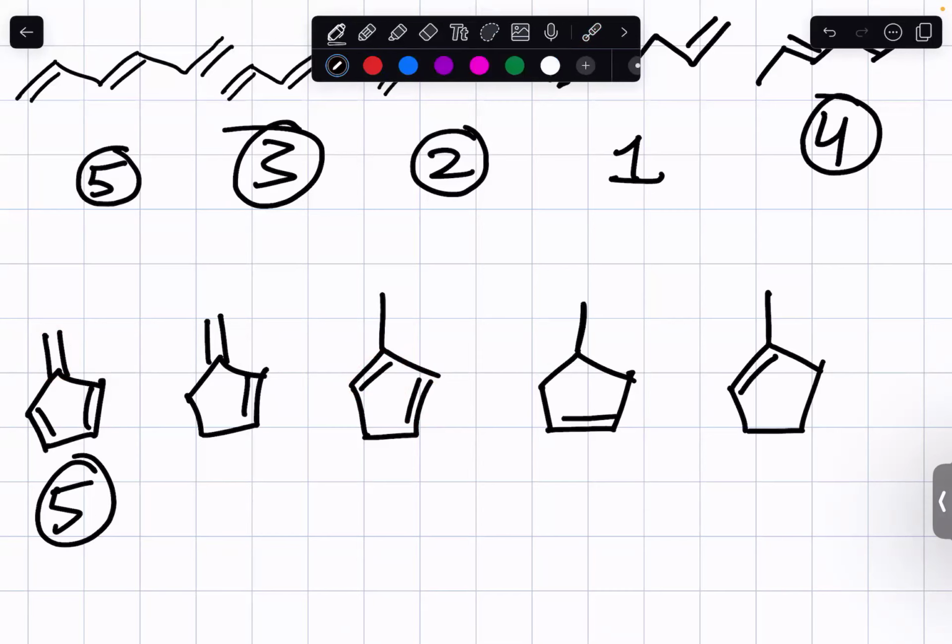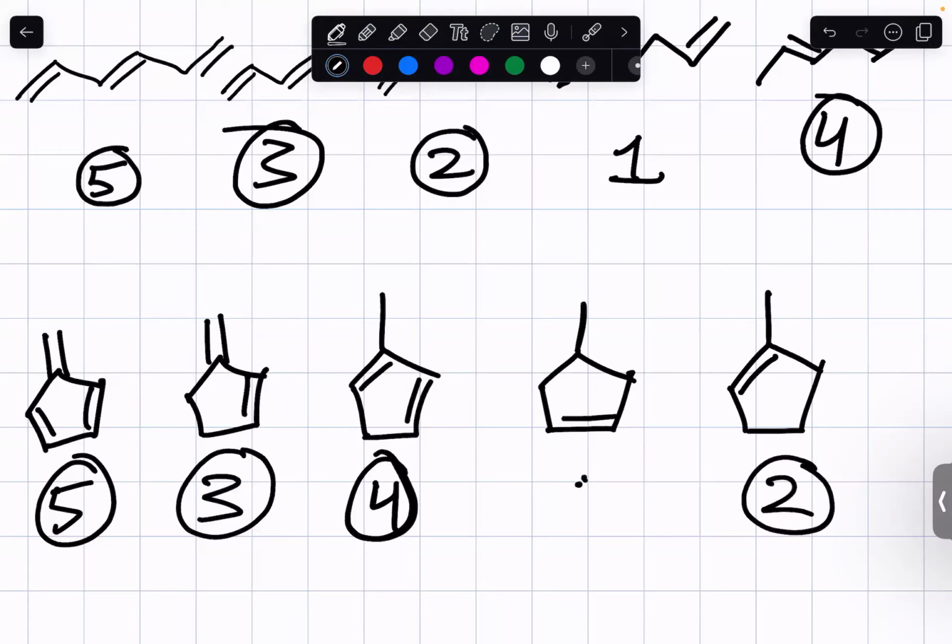Then the third one, right? Because it's tri-substituted as opposed to geminal and cis. Then the third one is number 4. And then the second one, and then the last one. Yeah, you got it.